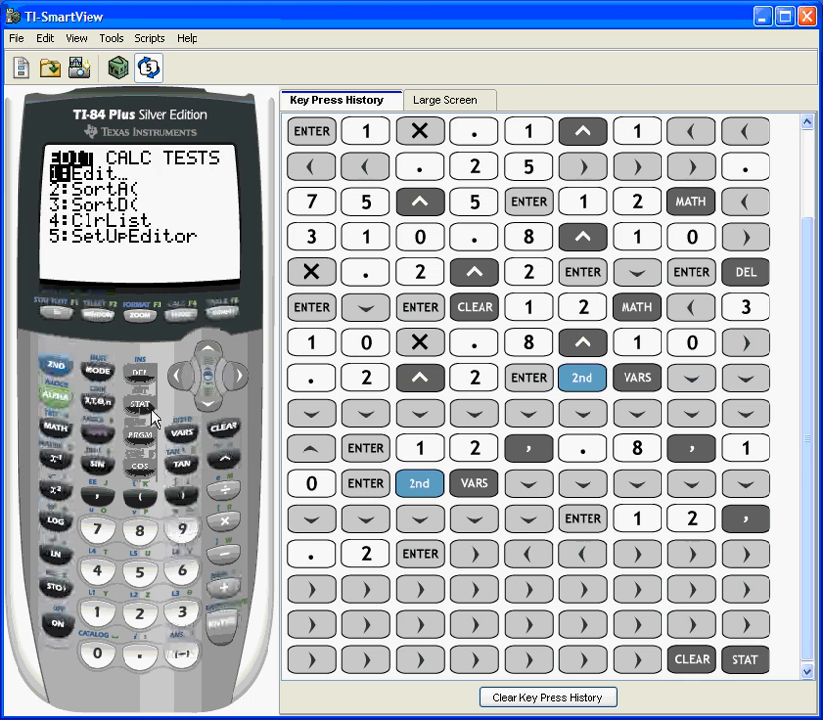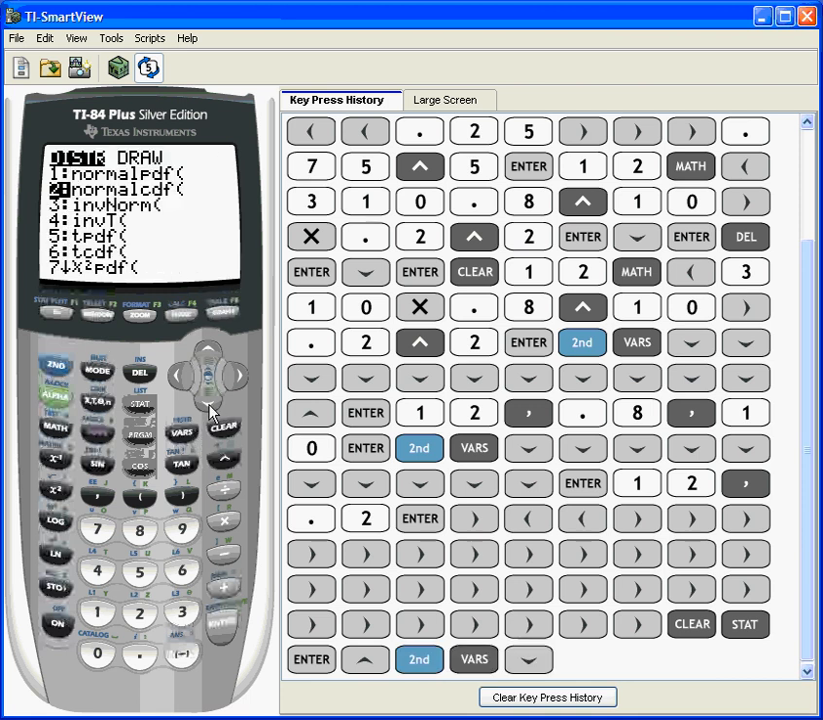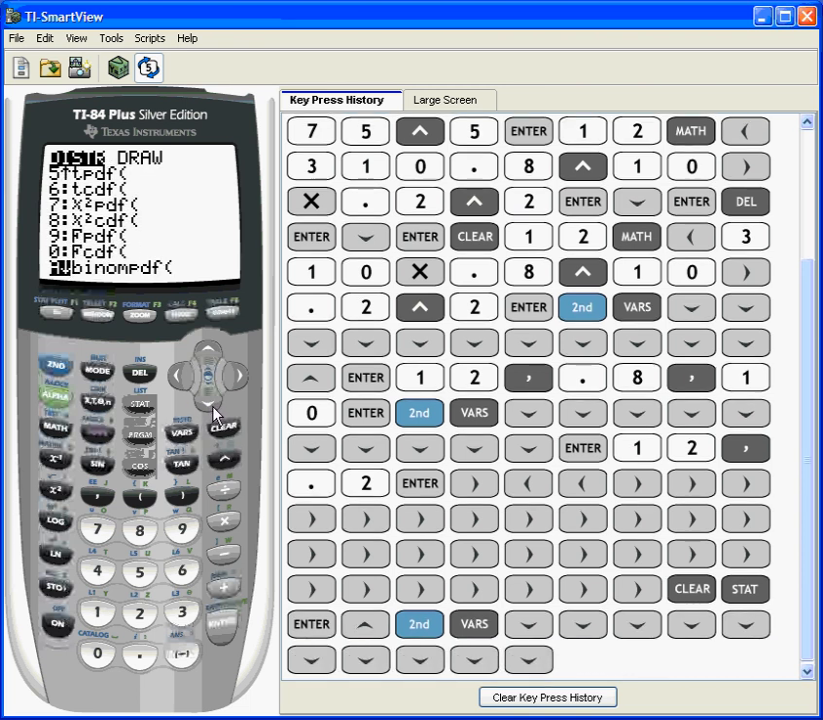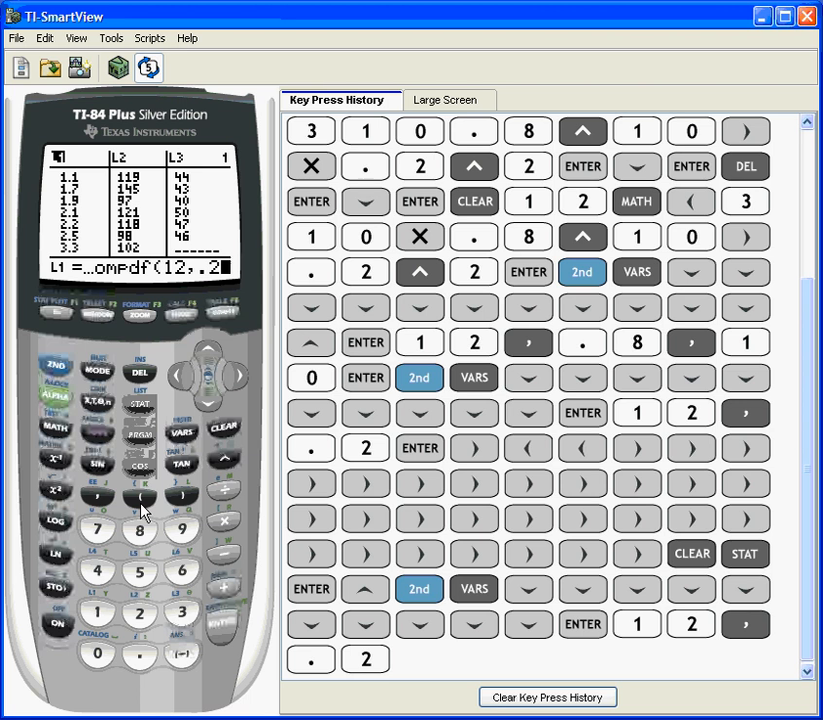So if you go into Stat, Edit, and notice I have some values in my list 1, I'm going to press my up arrow to put my cursor up on the list name, and I'm going to type in my distribution here. So I go second DISTR, and I'm going to go down to binomial again. And I still want PDF. And let's say we're still talking about that multiple choice question for the stat student. So there were 12 questions to choose from, and the probability of getting a single question right was 0.2. And again, I'm going to leave off the number of successes.